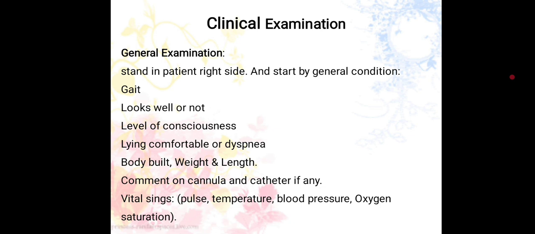Comment if the patient is cannulated and catheterized or not. If the patient is cannulated, comment on the size of the cannula, and if the patient is catheterized, comment on urine output volume. Vital signs: pulse, temperature, blood pressure, and oxygen saturation. For oxygen saturation, please specify if it is on room air or the patient is on oxygen.